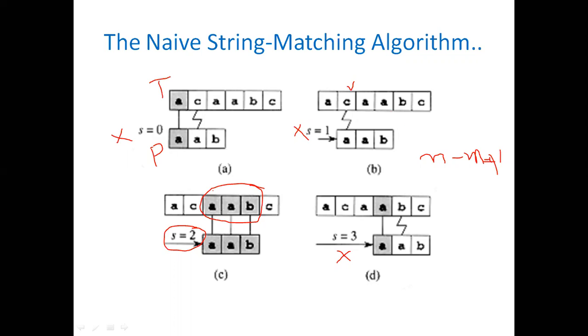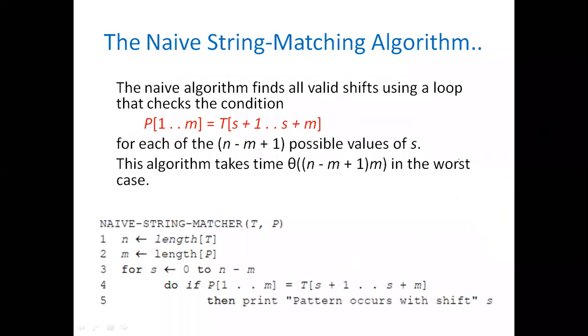And what is the size of n? 6. 6 minus 3 plus 1. So 4. So there are 4 substrings which we have matched. All 4 have been matched. So that is why it is n minus m plus 1 number of substrings. And the number of shifts will be 3 only: s equal to 1, 2, 3. Initially s will be 0. So this is the algorithm for this.